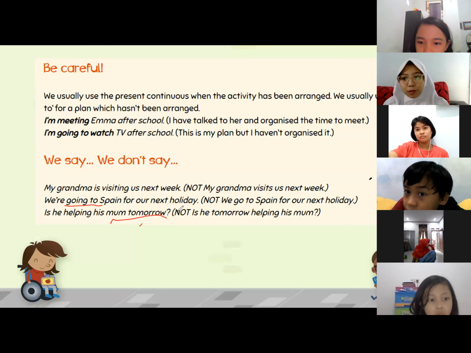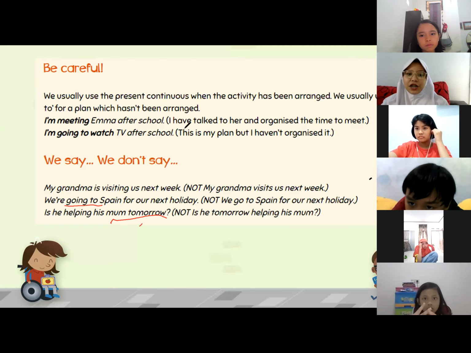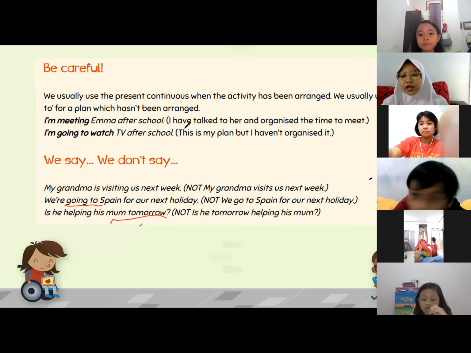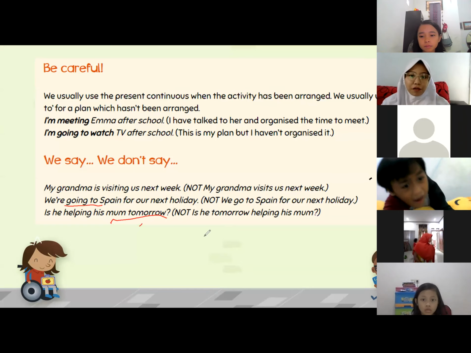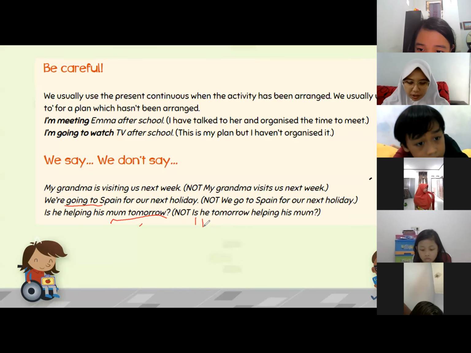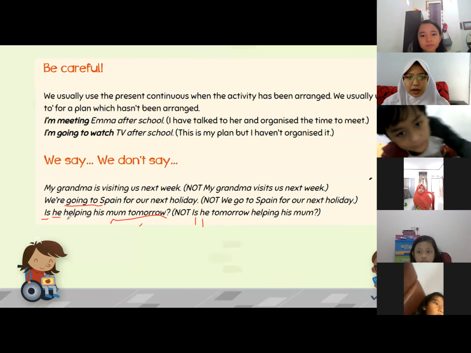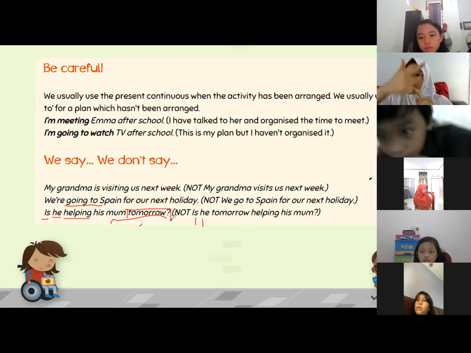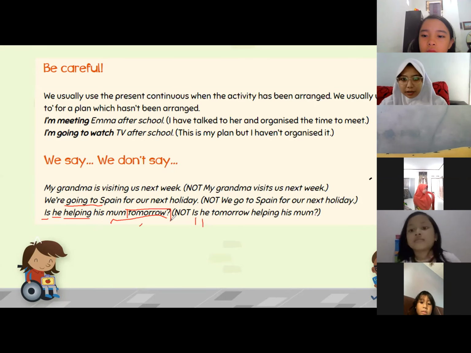Is he helping his mom tomorrow? Someone asks you. For example, Nada asks Tristan, is he helping his mom tomorrow? Maybe yes, maybe no. I don't know. Don't say, is he tomorrow helping his mom? That is wrong. After the subject, please tell the verb first, like this. To be, and then subject, and then the verb. Okay? You can put the time behind, guys. Tomorrow, or next week, on Sunday, next month, something like that. That is the example, guys.